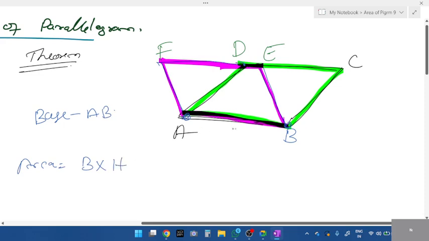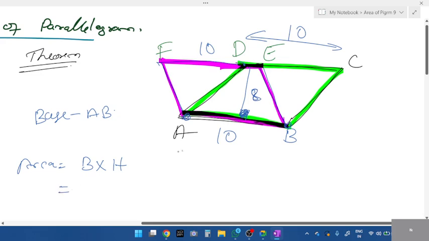Base into height. If AB is 10 centimeter, what is DC? Opposite, 10. If AB is 10 centimeter, what is EF? 10. Pink parallelogram and green one, opposite sides will be equal, right? Now height, students. Look at the pink one and green one. Isn't the height same for both? Height is same for both. I'll write it as 8.